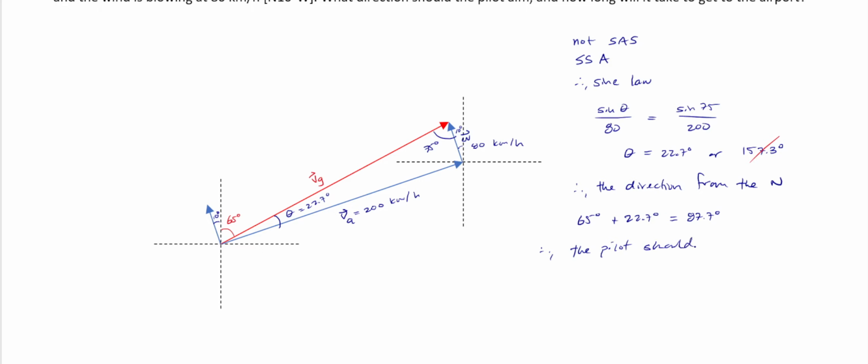should aim north 87.7 degrees east. Finally, what I'm going to do is I'm going to find this angle right here. I'll call this angle alpha. Okay? So angle alpha would be equal to, if I know that this is 75 and this is 22.7, angle alpha is going to be 180 degrees minus 75 degrees minus 22.7 degrees. Angle alpha is 82.3 degrees.